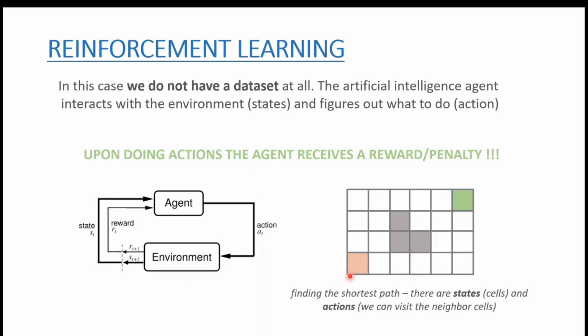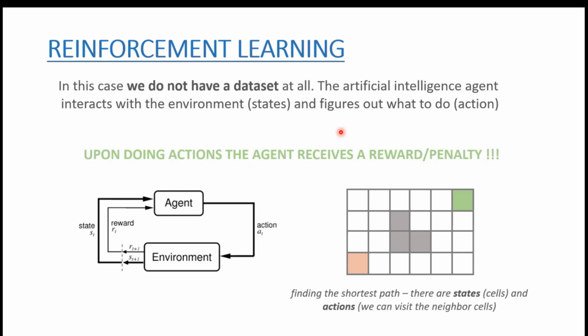So here is one example. In this case, we do not have a data set at all. For example, if you take this problem, this is to find the shortest path. To find the shortest path, there are states, all cells, and the action. The action means moving from one place to another. So through the action, we can visit the neighboring cells.